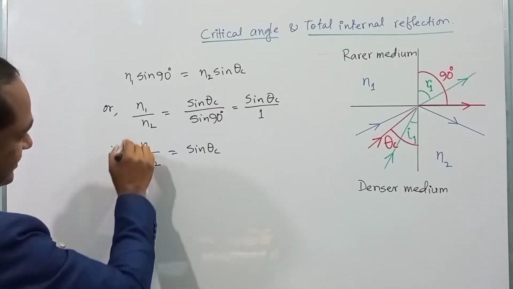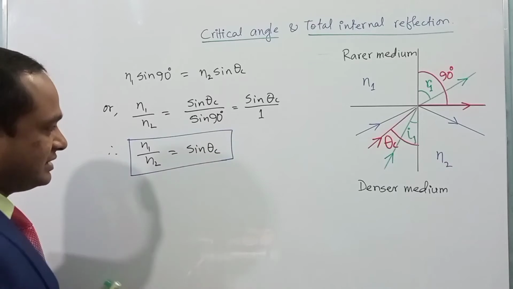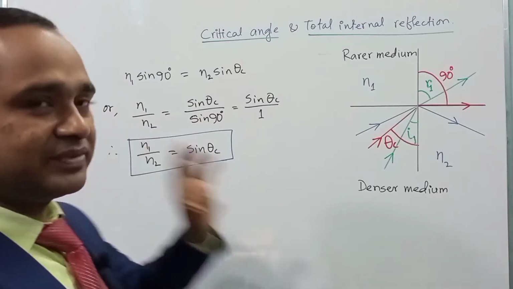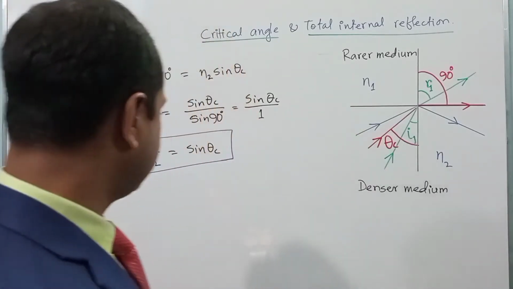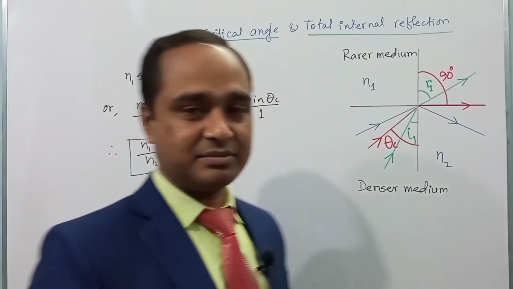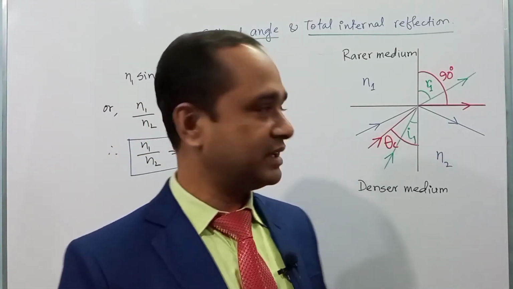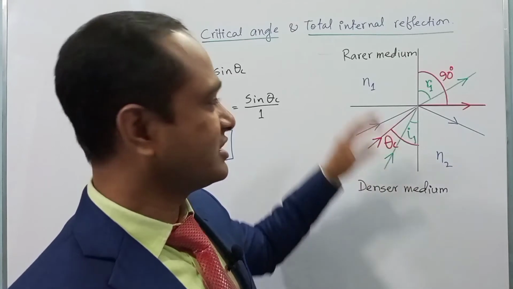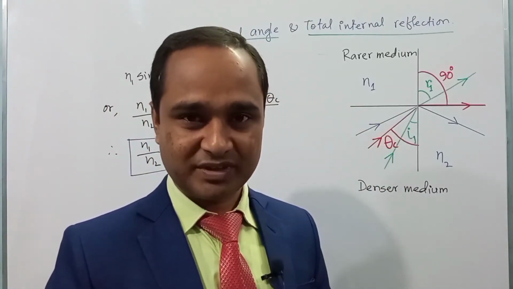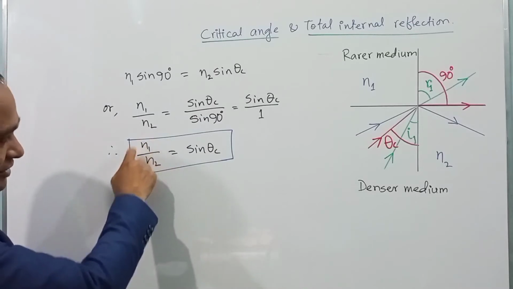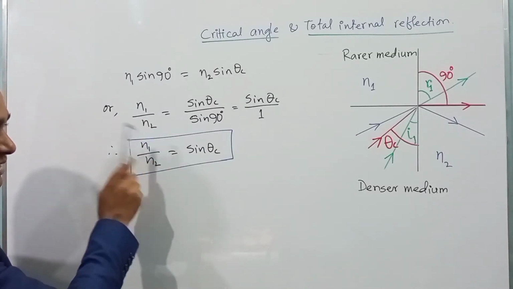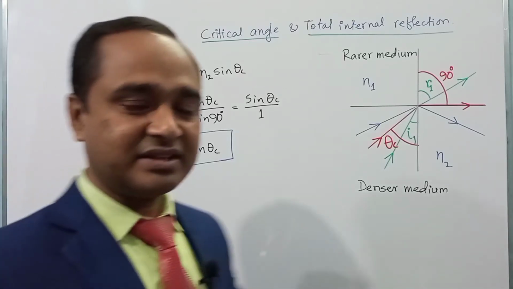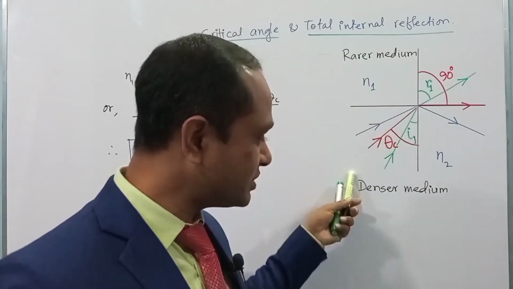Student, this is the relation between the critical angle and the refractive index of the two media. Here eta 1 is the refractive index of the rarer medium and eta 2 is the refractive index of the denser medium. But in practice, in your question, often you will find that the refractive index of the denser medium with respect to the rarer medium will be given. This fraction, eta 1 divided by eta 2, indicates the refractive index of the rarer medium with respect to the denser medium.